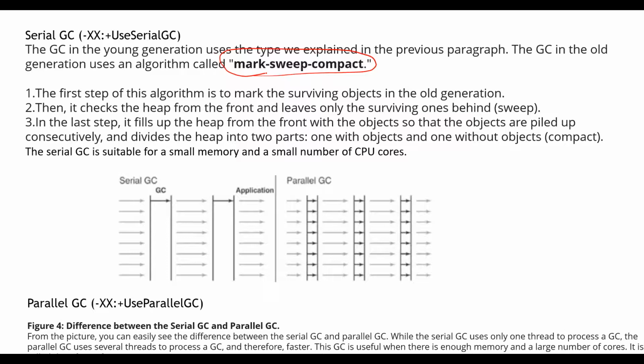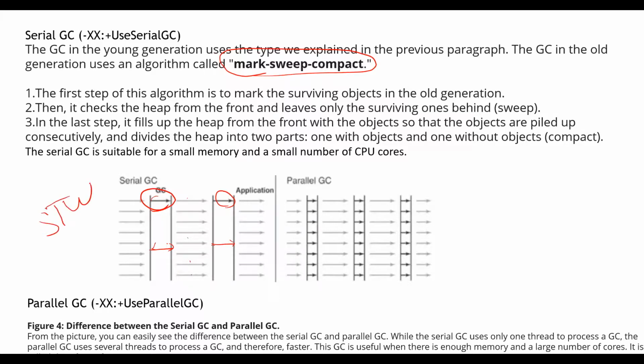Now you can see for the serial GC, as the name suggests, there is only a single thread. The GC daemon thread is only one. The gray threads you can see are the application threads, and this black thread is the GC thread, which is doing the entire task. So mark, sweep, and compact, all three phases, are performed by the GC thread. This comes in two stages: mark and sweep happen first, and later the compaction happens. You can see this stop the world process. This gap is what we call stop the world.